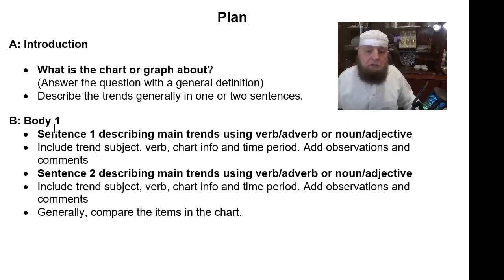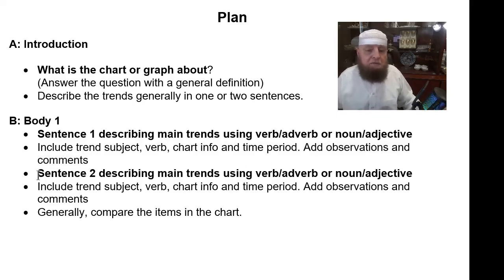The first body paragraph is a sentence describing the main trends using verb or adverb or noun and adjective. In the sentence, you should include the subject, the verb, chart information, so statistics, and the time period. After you write this, you can add your observations or comments or opinions.